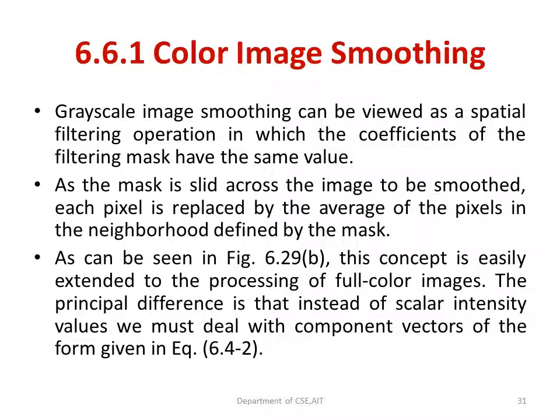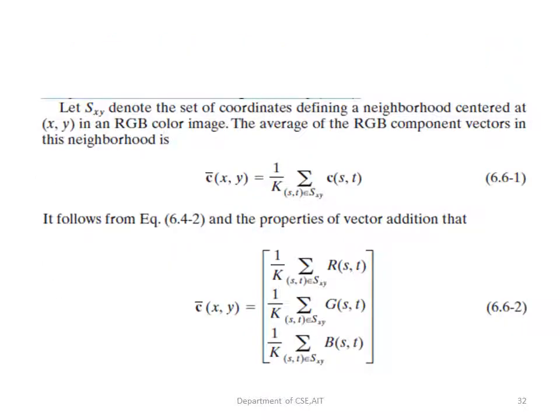The main difference is that instead of scalar intensity values, we must deal with component vectors of the form given in equation 6.4.2. Let S of xy denote the set of coordinates defining a neighborhood centered at a pixel xy in an RGB color image. The average of the RGB component vectors in this neighborhood is given by c dash of xy, which is equal to 1 by K summation of c of s comma t, where s comma t belongs to S of xy.